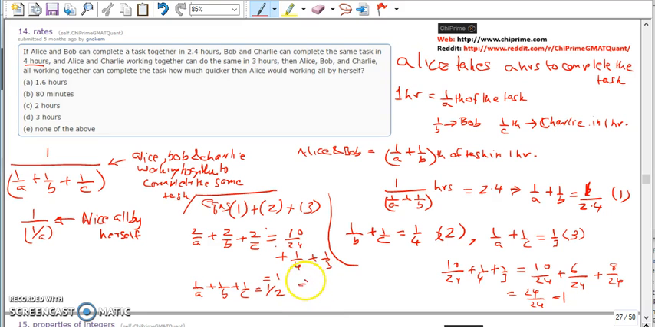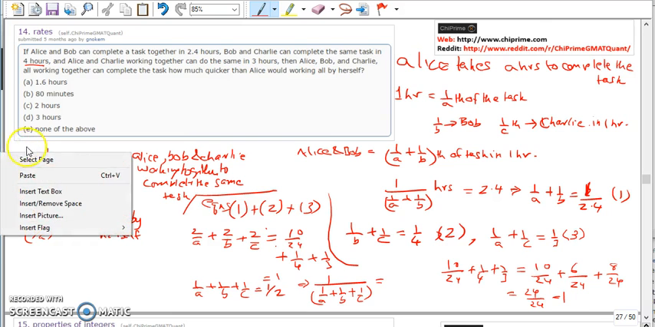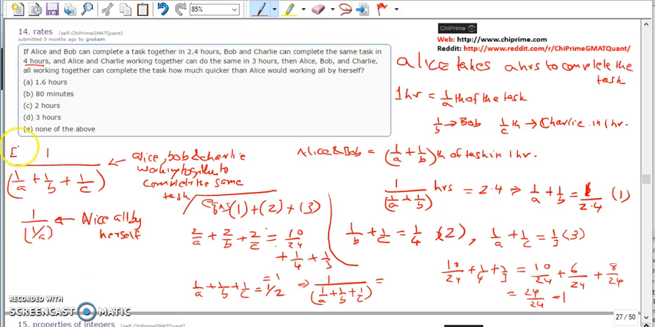Which gives us 1 divided by (1 over A plus 1 over B plus 1 over C). That is the time that Alice, Bob, and Charlie, all working together, take to complete the task, which is this expression here. Let's call this expression capital E. That is equal to 1 over 1/2, or equal to 2. So Alice, Bob, and Charlie working together complete the task in 2 hours. All three of them together.